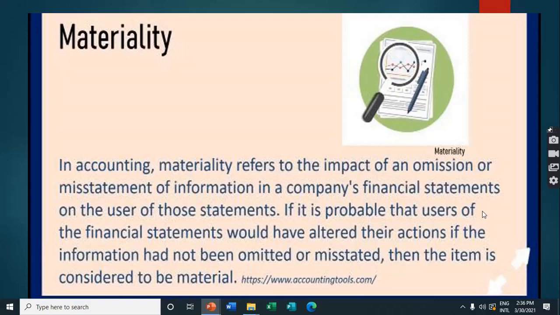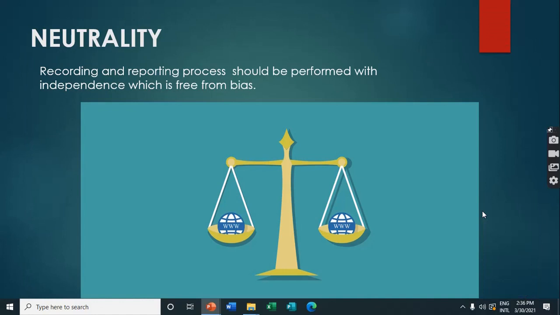Now, let's go to your neutrality. So, ano naman sinasabi na neutrality principle? Recording and reporting process should be performed with independence, which is free. Ayan. Free from bias. Ayan.